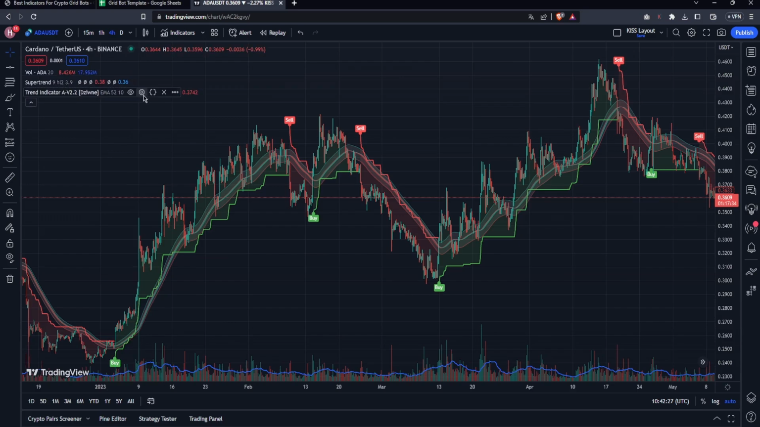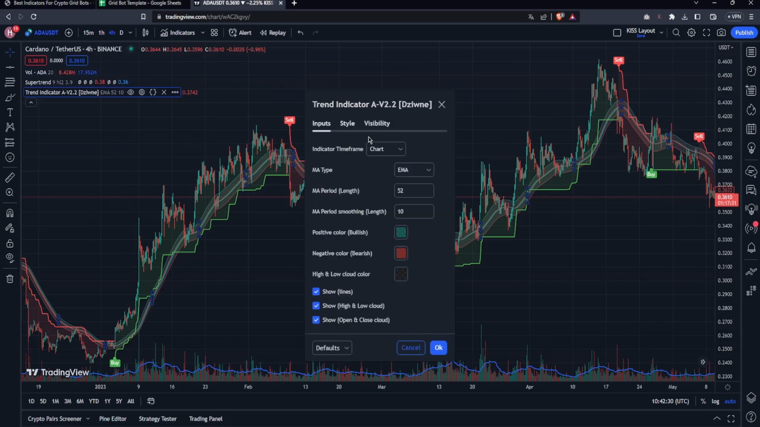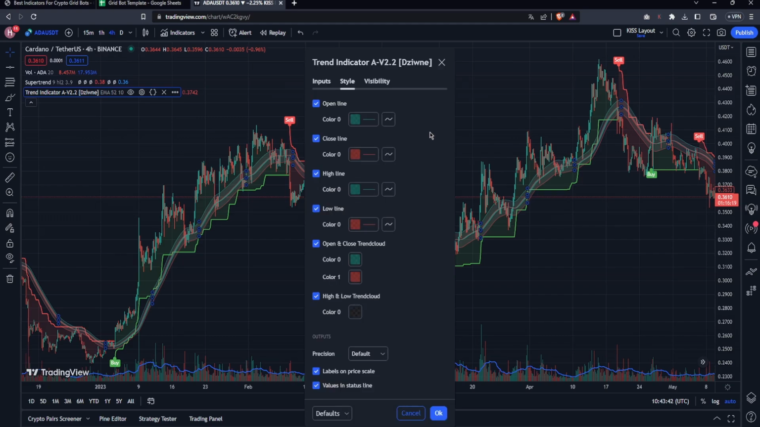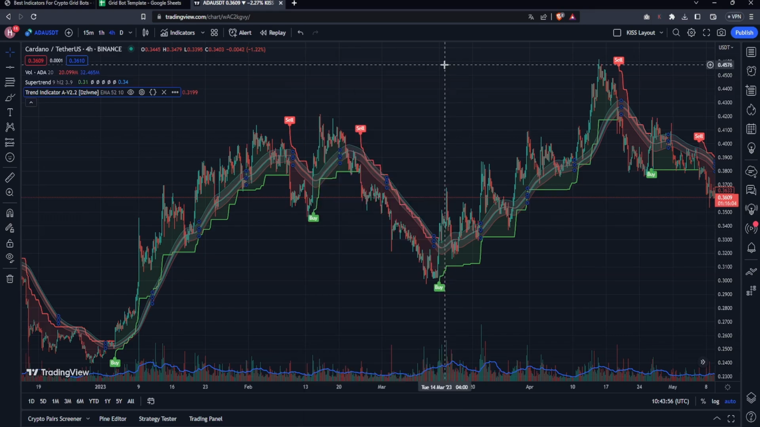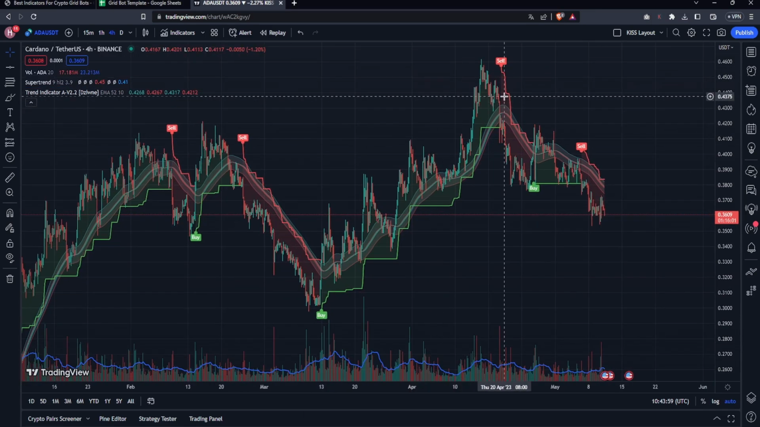Now let's jump right here into the settings. If you go to inputs, you can see multiple things you can change, but especially the EMA period. This one is the recommended, or at least the one that I use, which is 52. You can change the EMA type from EMA to SMA, but the EMA will usually give a bit more weight to recent prices. And of course, you can also change the style. It already uses green for bull and red for bearish signals or trends.